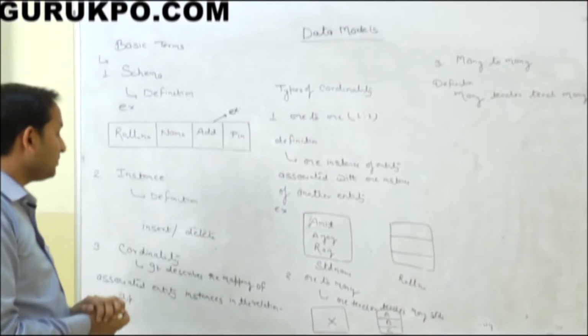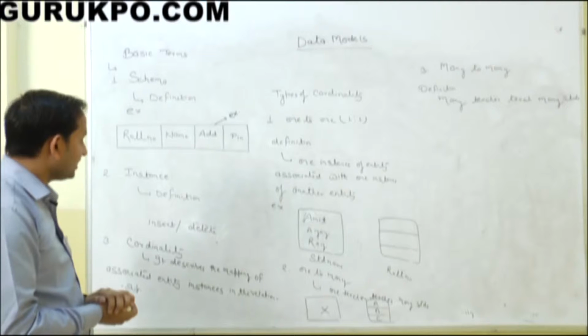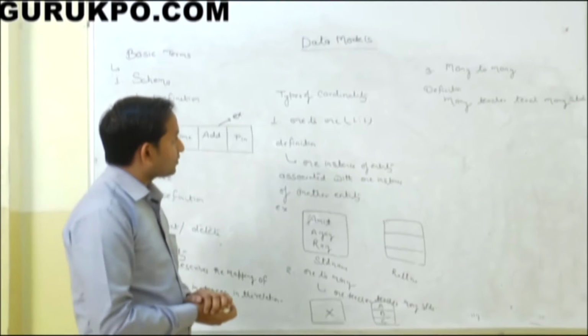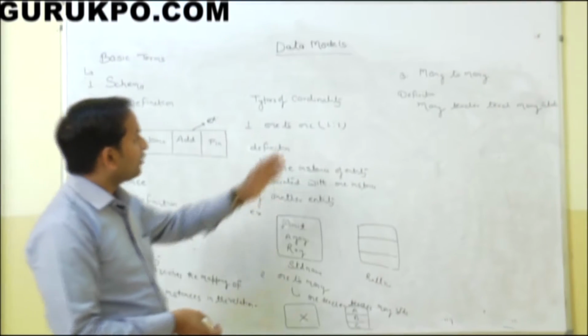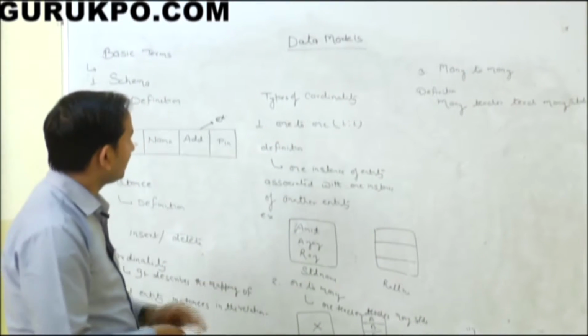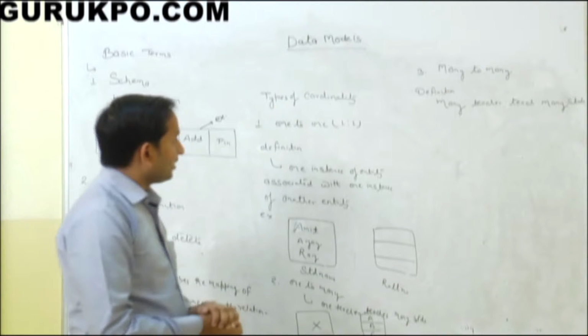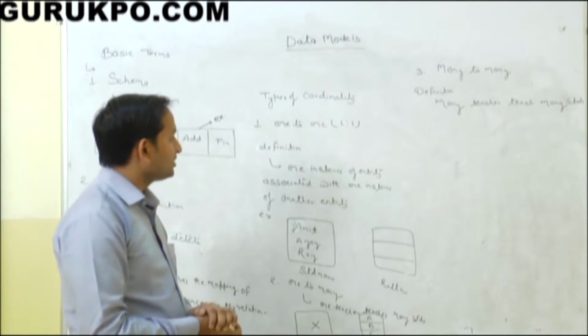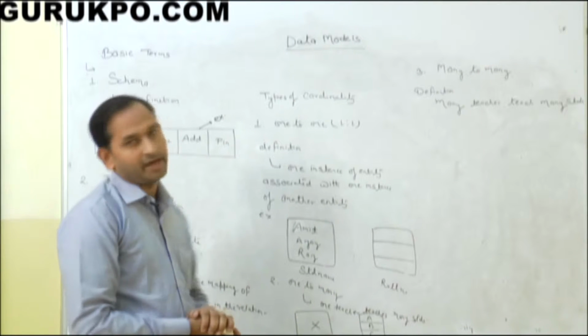Then cardinality. It describes the mapping of associated entity instance in the relationship. There are three types of cardinality. First one, one to one. It is also called one-to-one mapping. In one-to-one mapping, one instance of entity is associated with one instance of another entity.